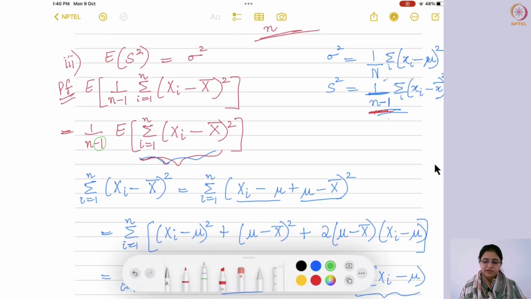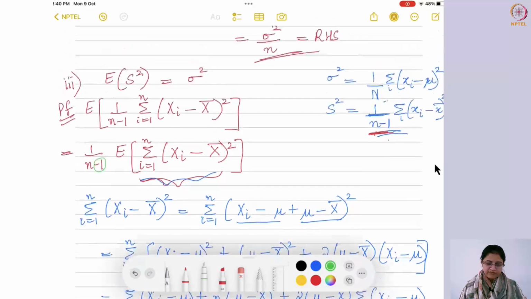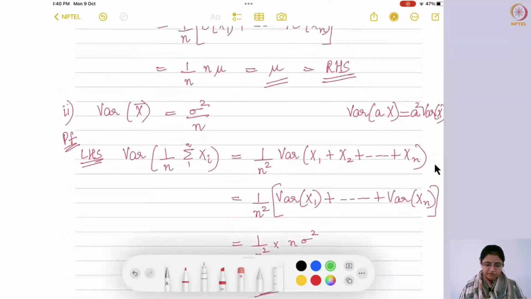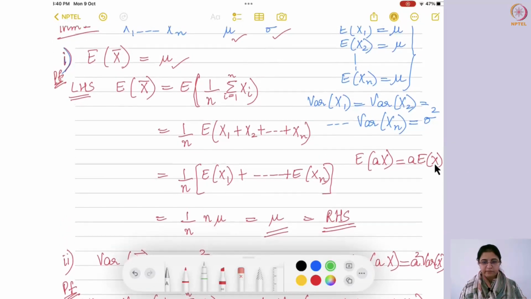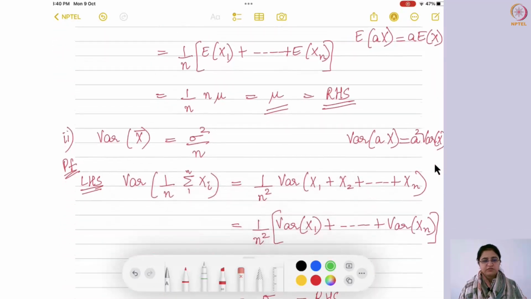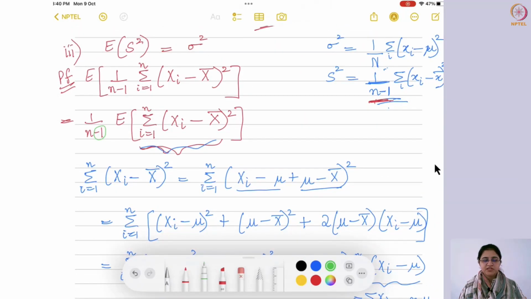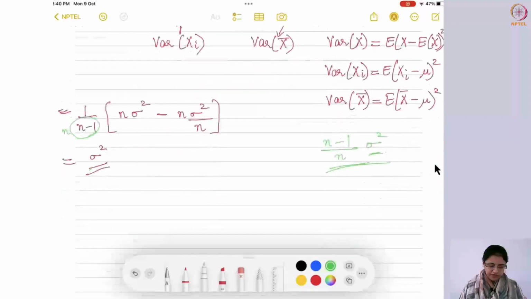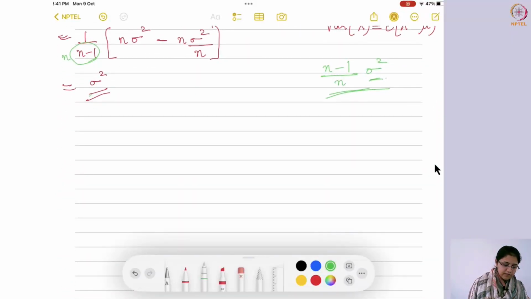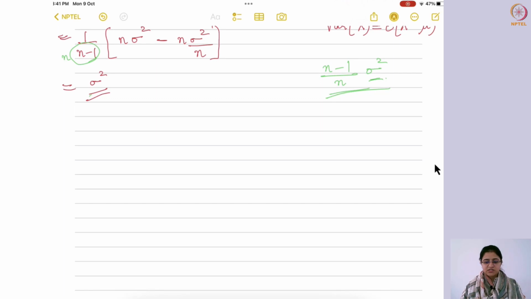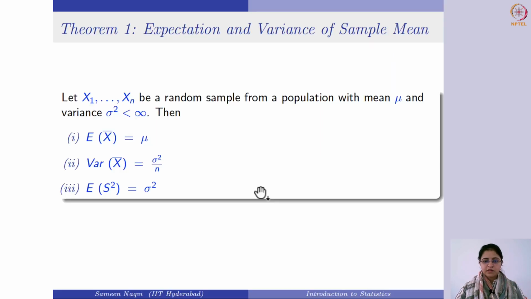So here we have written n minus 1 summation xi minus x bar whole square. We have seen that from a given population, if we are drawing a sample, its mean remains the same, variance becomes sigma square by n, and furthermore if we look at the sample variance, then it gives us the population variance on an average. Likewise, you can also find the moment generating function. Let us see what the result is for the moment generating function. So we have seen the proof of this.